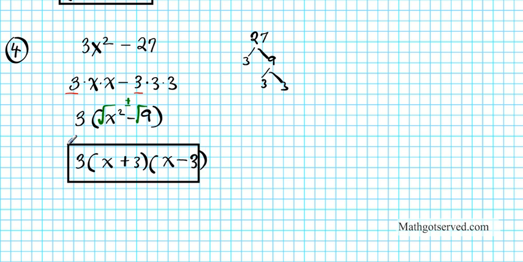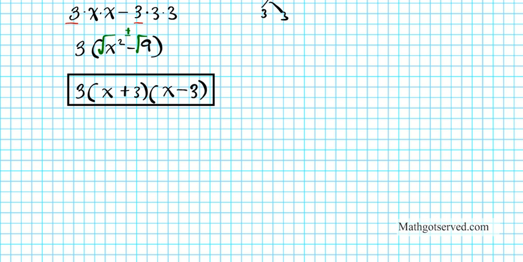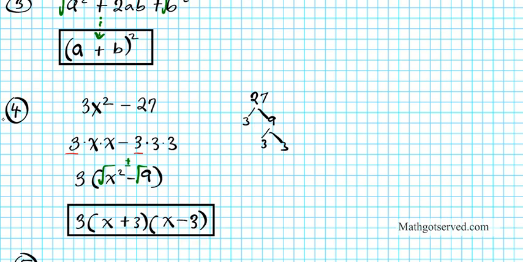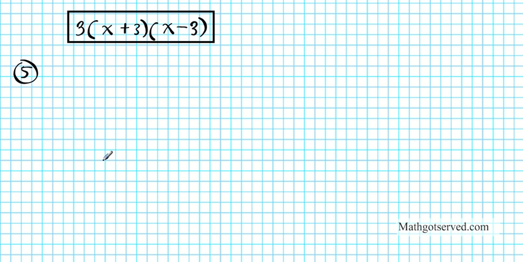Let's go ahead and try another example. Example number 5. What if we have, well, actually, I think I just did 5. No, this is 4. Alright, example 5. What if we had the expression a squared minus 2ab plus b squared.